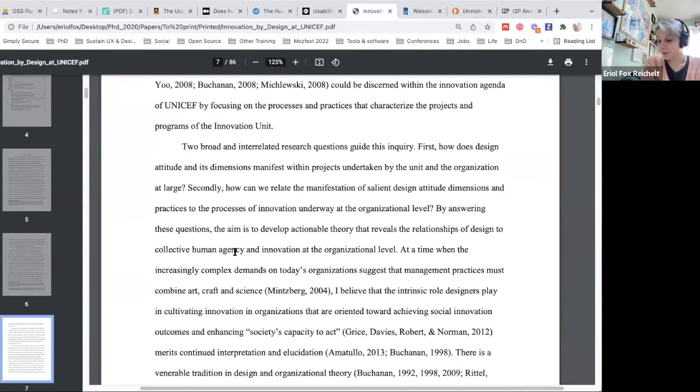There's a little bit here which is interesting about how we can relate the manifestation of salient design attitude, dimensions, and practices to the process of innovation underway at the organizational level. And I think this is an interesting piece to call out, because often within open source software, as well as innovation work, things are already underway. There's already something in existence before design is introduced or involved, or however you want to describe design involvement as part of innovation.